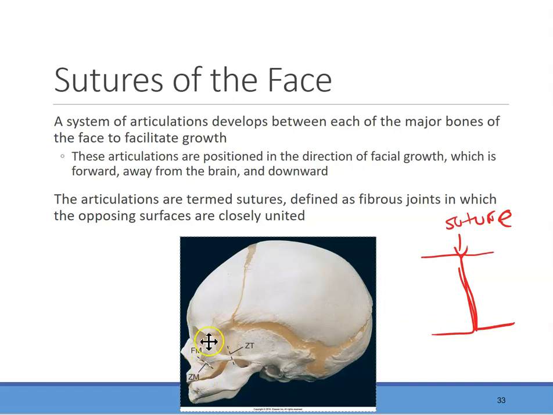So zygomatic bone is the cheekbone, and maxilla is your upper jaw, the maxillary bone. When they join and fuse together, it makes this zygomaticomaxillary suture. So the words are coming from the names of the bones. Again, we're going to go over the bones and the skull at a later time, but for now, just recognize these three different sutures and the names of the bones and where they come from.